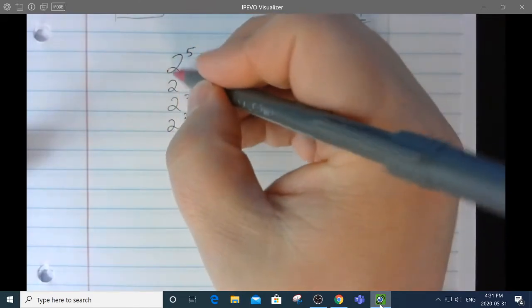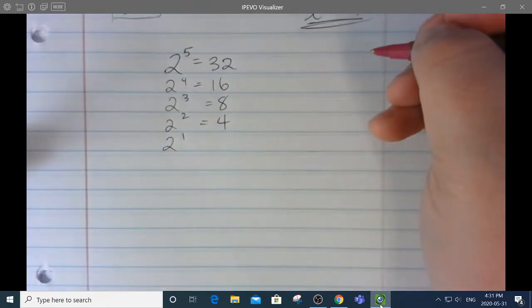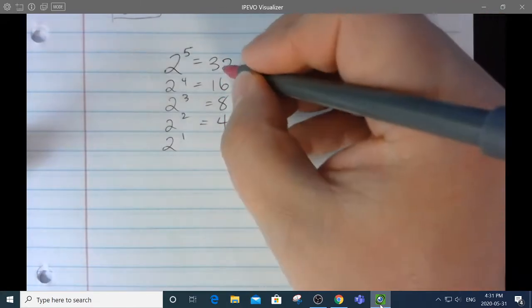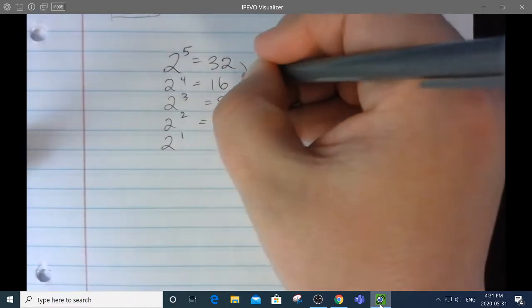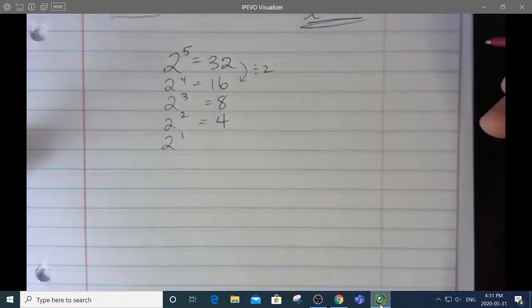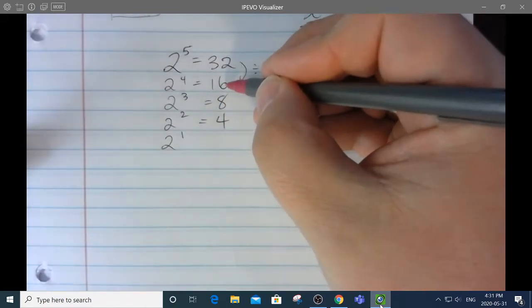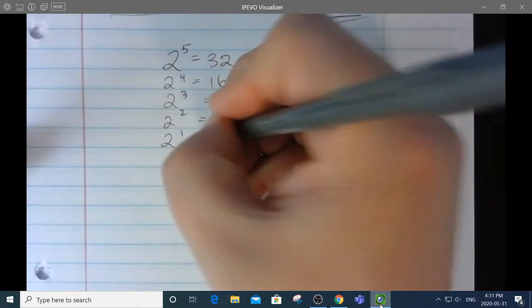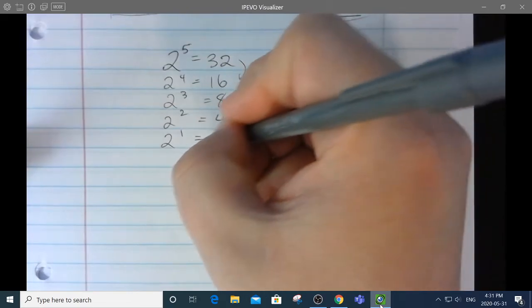What's happening every time I go down 1 here? Well, I just subtract 1 from the exponent. What happens every time I go down 1 here? Well, you'd say I cut the number in half, or maybe better said, I divide by the base, which is 2. 32 divided by 2 is 16. 16 divided by 2 is 8. 8 divided by 2 is 4. So logically, 4 divided by 2 has to be 2.